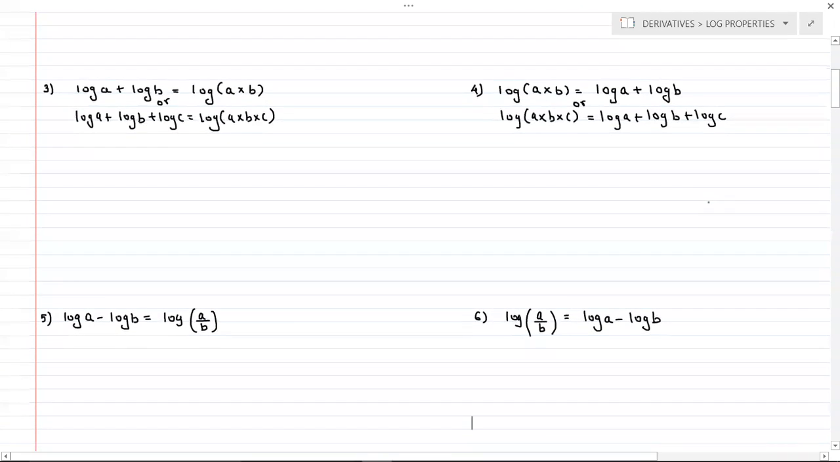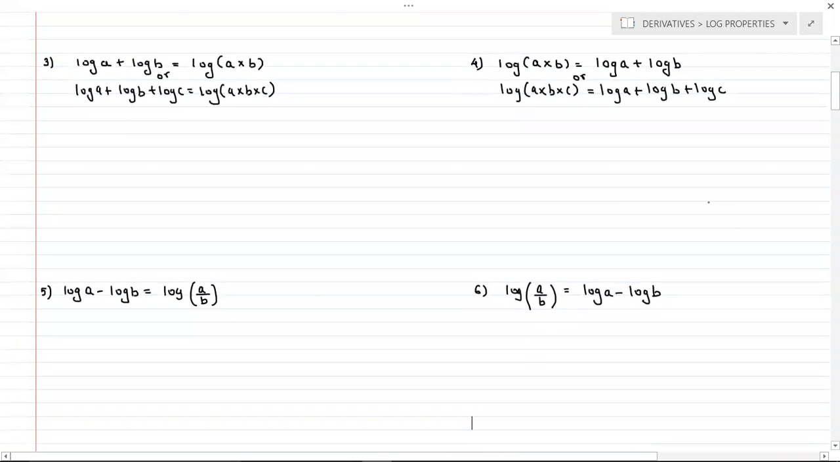Okay, so the next property is what? Addition. The next property is addition. The next is multiplication. Then after that, it is subtraction, and then division. Yes or no? So here it is addition, subtraction, multiplication, and division property. So here in the third formula, it is what? Log A plus log B. Okay, log A plus log B, which we can write as log A into B.